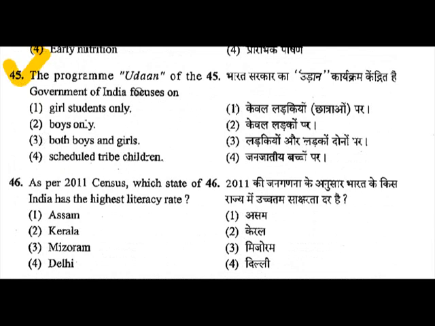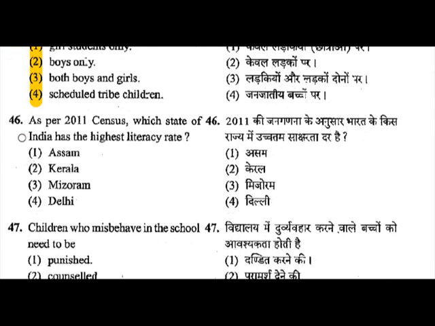44th. The program Udaan of the government of India focuses on Udaan. No idea. Give me the answer. 46th. As per the 2011 census, which state of India has the highest literacy rate? Kerala is correct.